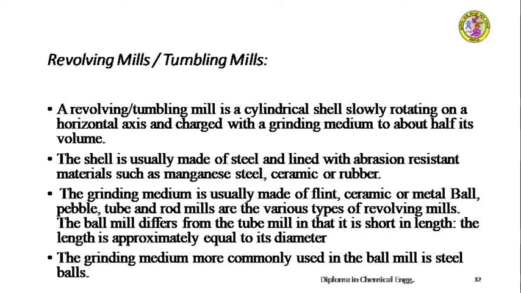The shell is usually made of steel and it should be lined with abrasion resistant materials such as manganese steel, ceramic or rubber to reduce the wear on the inside part of the machine. The grinding medium is usually made of materials like flint, ceramic or metal. It may be a ball, pebble, tube or rod that is used as grinding medium.